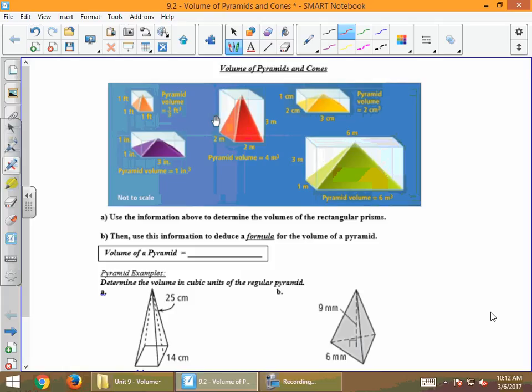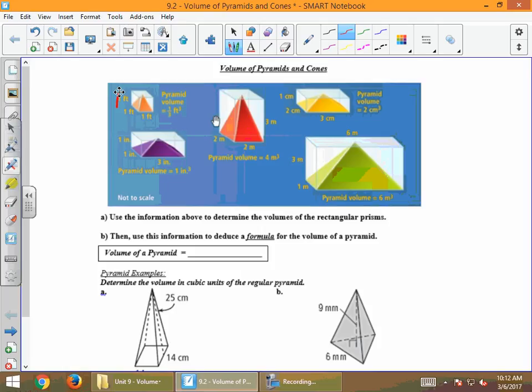The nice thing is for true prisms like this, rectangular prisms, all you do is just multiply all the numbers together. Watch what happens. So I do 1 times 1 times 1. What's 1 times 1 times 1? 1. Good job. So this has a volume of 1. The prism is going to be 1, but the pyramid is 1/3.